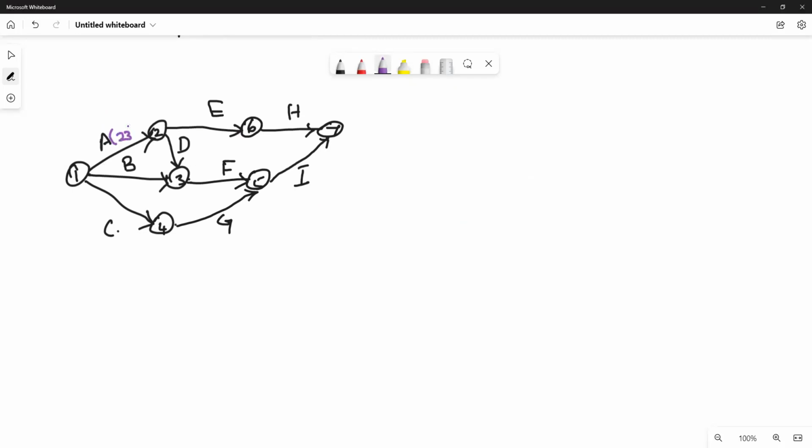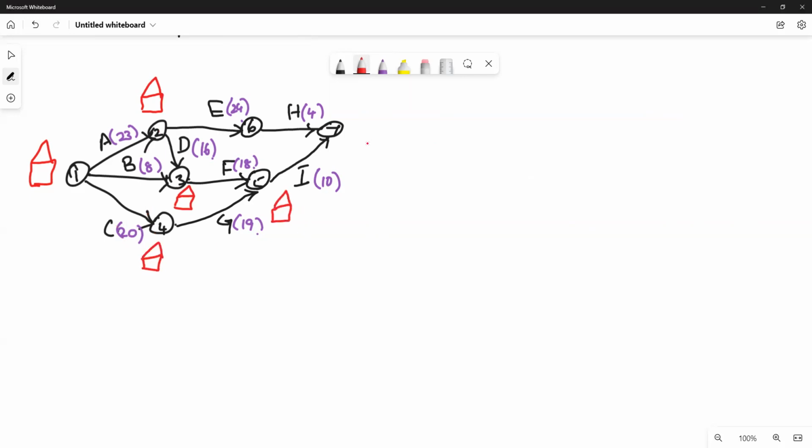A duration is 23, B duration is 8, C duration is 20, D duration is 16, E duration is 24, F duration is 18, G duration is 19, H duration is 4, I duration is 10. Then we have to find the forward pass as well as the backward pass, that is, the earliest starting time and latest completion time for each of the activities.